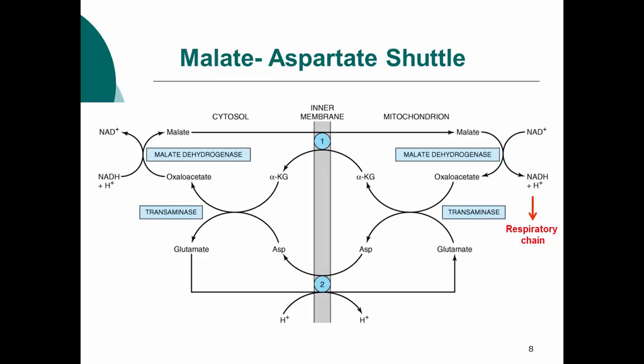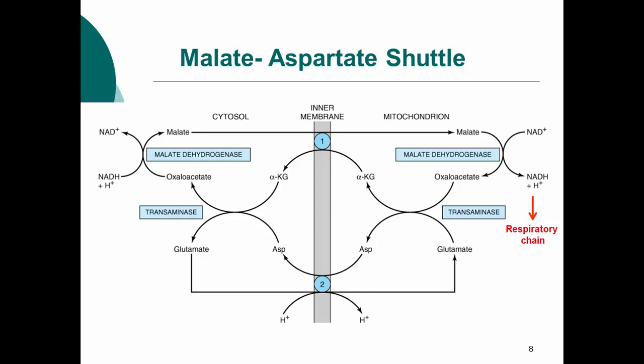And this is the malate aspartate shuttle. The malate aspartate shuttle is probably present in the other types of cells. The NADH itself cannot directly pass through the inner mitochondrial membrane, so its electrons have to be transferred to oxaloacetate, generating malate. Malate is able to penetrate the inner mitochondrial membrane and goes into the mitochondria.